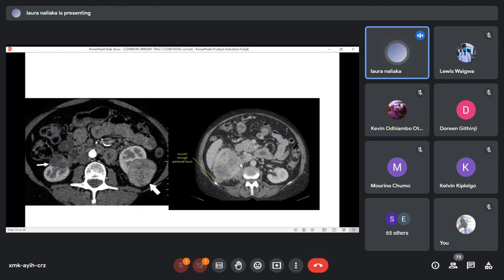This is a different patient, axial CT scan of the abdomen, contrast enhanced. You can see the left kidney, but you can see the right kidney is enlarged because there's a mass occupying the entire kidney. You can see it's heterogeneous with an irregular outline. And at the same time, you'll be able to pick the fat stranding around the kidney, which was an indication of an extension into the perirenal fascia.